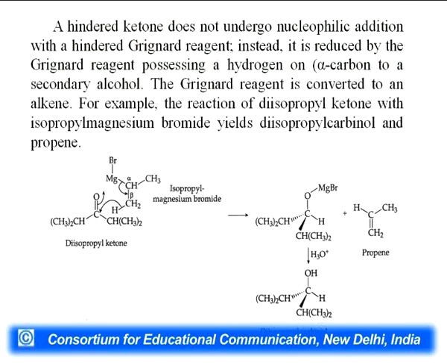A hindered ketone does not undergo nucleophilic addition with a hindered Grignard reagent. Instead, it is reduced to a secondary alcohol by the Grignard reagent possessing a hydrogen on the alpha carbon. The Grignard reagent is converted to an alkene. For example, the reaction of diisopropyl ketone with isopropyl magnesium bromide will give diisopropyl carbinol and propene. There is a rearrangement of the compound.